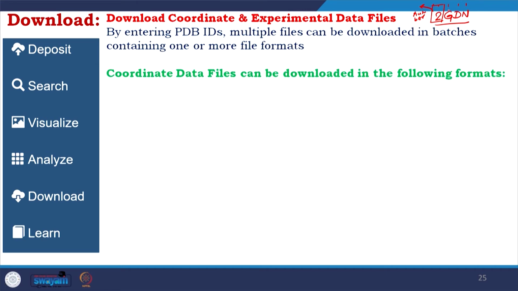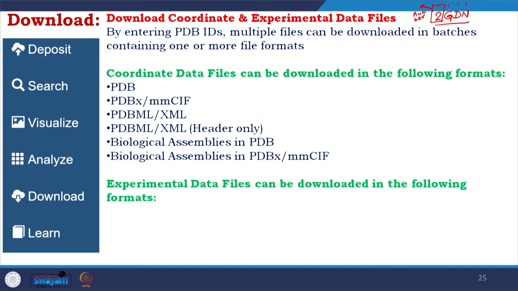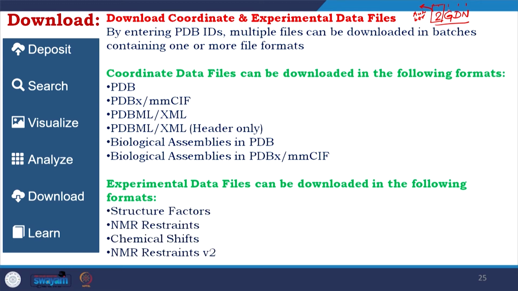Coordinate data files can be downloaded in the following formats: PDB, PDBx/mmCIF, PDBML/XML, PDBML/XML with the header, biological assemblies in PDB, biological assemblies in PDBx/mmCIF. Experimental data files can be downloaded in the following formats: structure factors, NMR restraints, chemical shifts and NMR restraints in a new version.